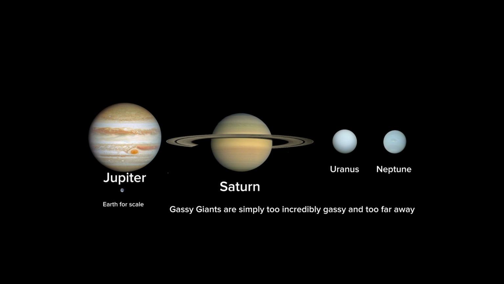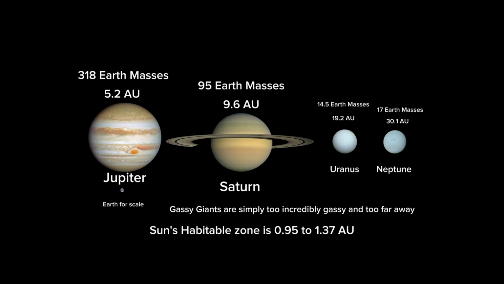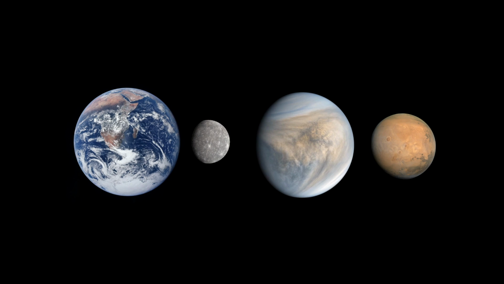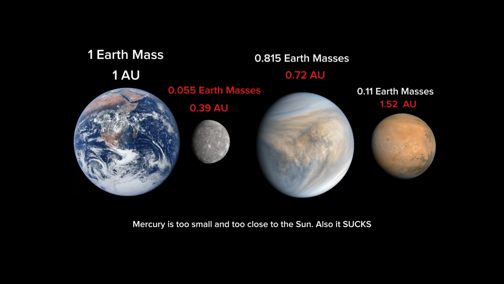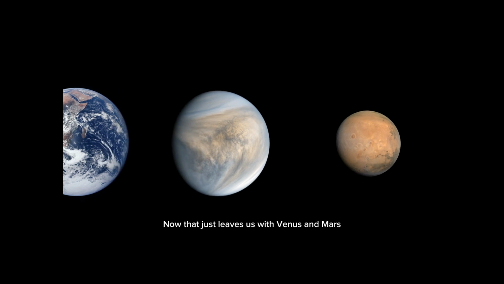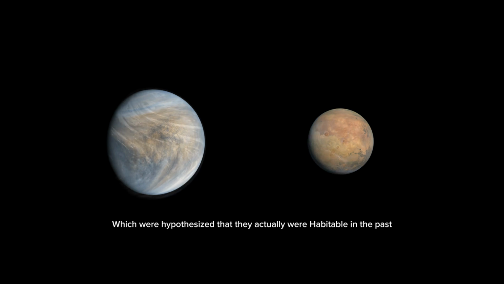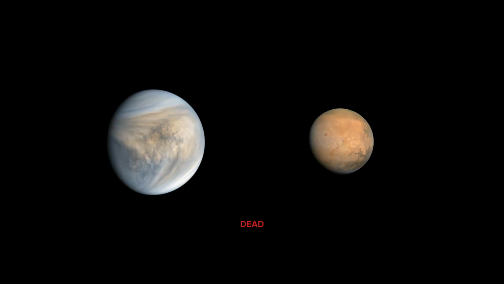Gas giants are simply too massive and too far away from the Sun to be able to support any life. Now that leaves us with 3 other candidates: Mercury, Venus, and Mars. Mercury is too small and too close to the Sun. Now that just leaves us with Venus and Mars, which were actually habitable in the past. If any life forms were present on Venus and Mars, they would all be dead.